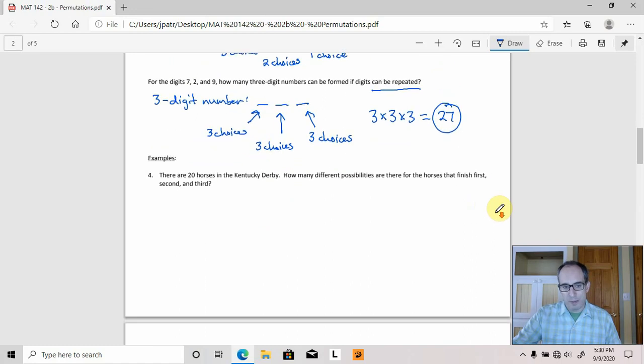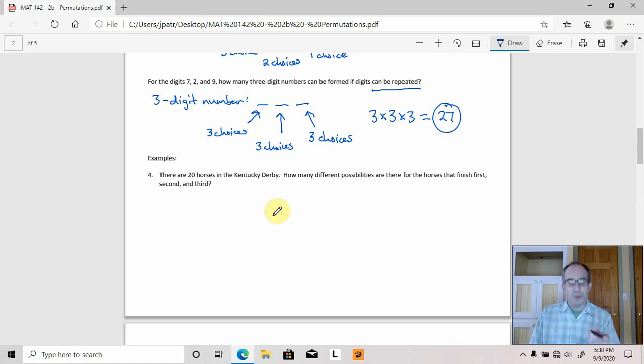Next, usually I think horse races are 8 horses, I think, but the Kentucky Derby has 20. I remember that. Yeah, I lived in Kentucky for 17 years, yet I know almost nothing about horse racing.